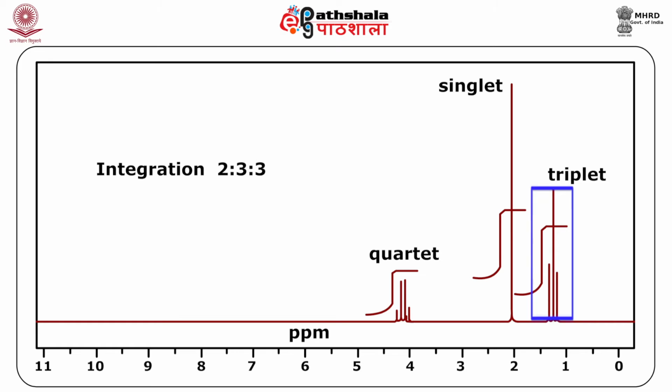The upfield triplet must be next to a carbon bonded to 2 hydrogen atoms because n plus 1 is 3 here. So, n you can derive as 2. And the downfield quartet must be next to a carbon bonded to 3 hydrogens because here it is a quartet. The triplet integrates for 3 hydrogens, so it must represent the CH3 group next to a methylene. The quartet integrates for 2 hydrogen atoms, so it must be a methylene group next to a methyl, and thus there is an ethyl group present, that is CH2CH3.